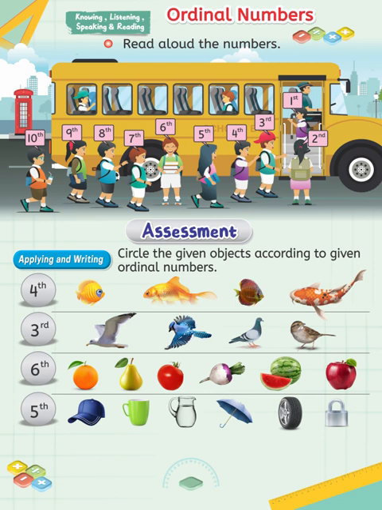In the first row, from left to right, fish is the 4th object. In the second row, from left to right, pigeon is the 3rd object. In the third row, from left to right, apple is the 6th object. In the fourth row, from left to right, tire is the 5th object. That's wonderful.